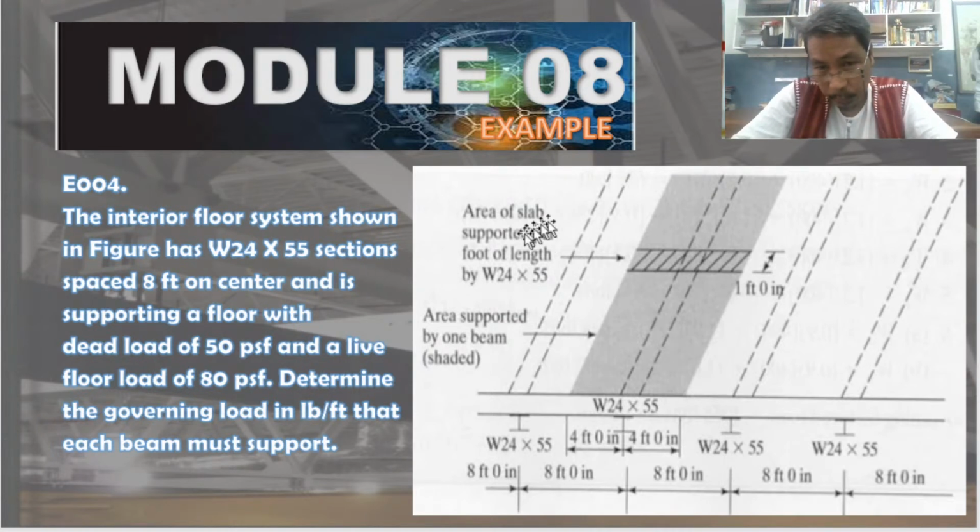Area of slab supported per foot of length. So this is the area, 1 foot. So per 1 foot, we have the area of slab in this strip. This is the strip, 1 foot. Area supported by 1 beam. So this is another beam. Maybe this beam is a joist beam. So this joist beam supports the center to center slab.